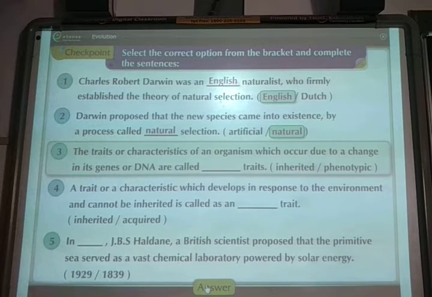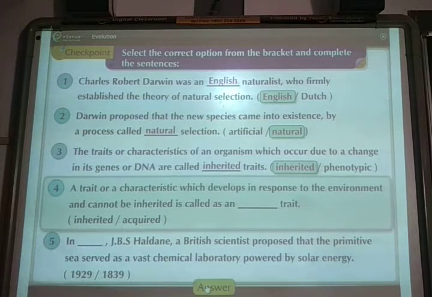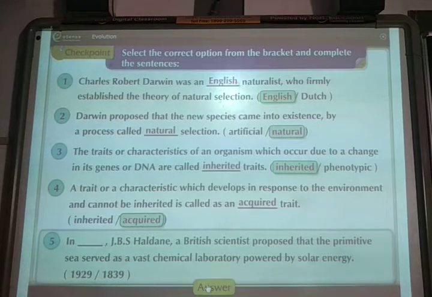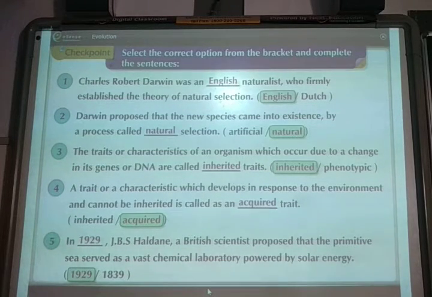The traits or characteristics of an organism which occur due to a change in its genes or DNA are called inherited traits. A trait or a characteristic which develops in response to the environment and cannot be inherited is called an acquired trait. In dash, J.B.S. Haldane, a British scientist, proposed that the primitive sea served as a vast chemical laboratory powered by solar energy. 1929.